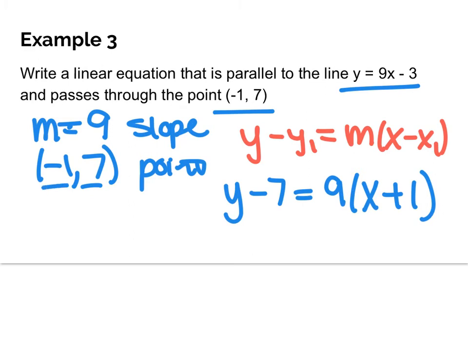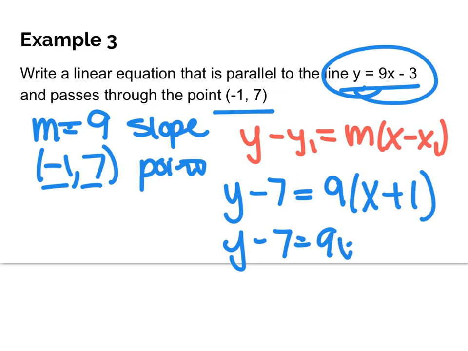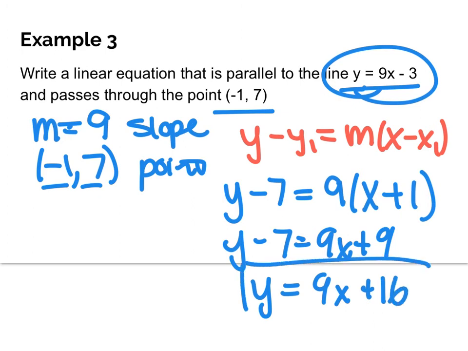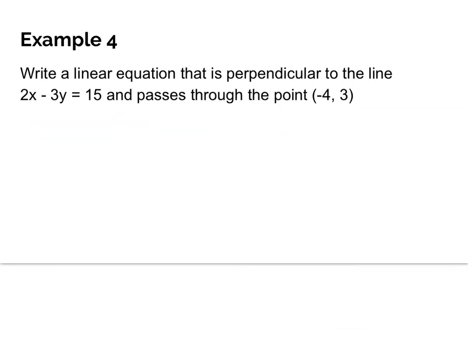Then we need to put it back into slope-intercept form because that is the form that they gave us. So to do that, I'm going to use the distributive property and then add 7 to both sides. And so here is my linear equation that follows the slope and the point. So we want to write a linear equation. We want to know it's going to be perpendicular to this and goes through that point. So perpendicular is important here.